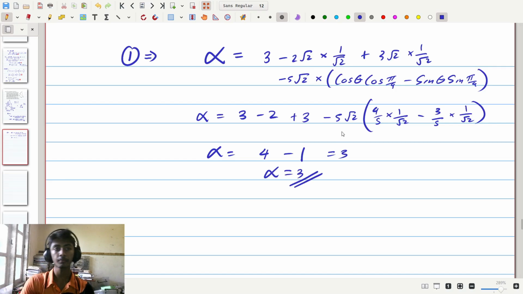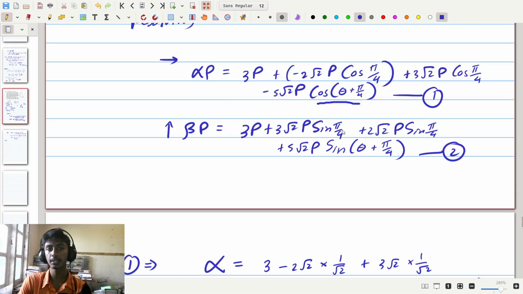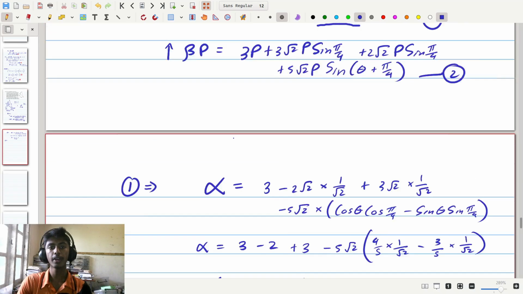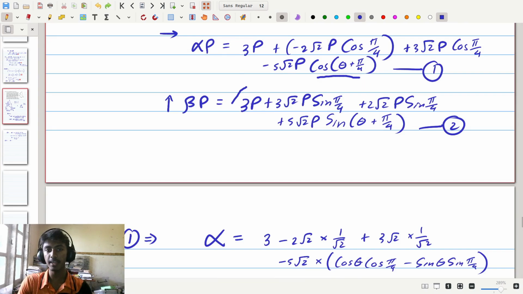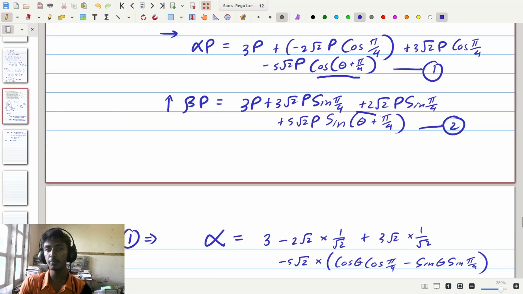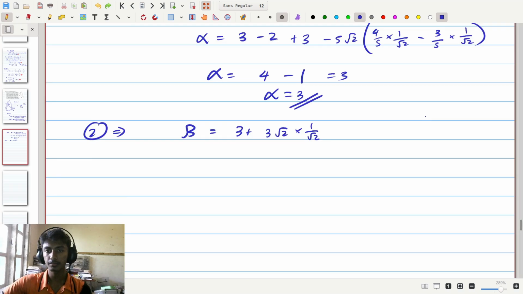We've solved for alpha. Now similarly, if we take beta and we take equation number 2, we get that beta, if we divide everything by p, is equal to, and on the right hand side, when we divide everything by p, we have 3 plus 3 root 2 times 1 over root 2. So we have 3 plus 3 root 2 times 1 over root 2 plus, and then the next term is 2 root 2 times 1 over root 2.